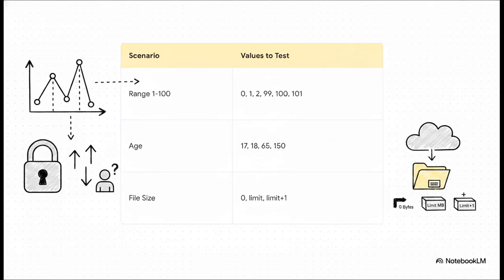If you have an input field that accepts a range from 1 to 100, you don't test 50, no, you test the lower boundary using our rule of 3: 0, 1, and 2. Then you jump straight to the upper boundary and test 99, 100, and 101.